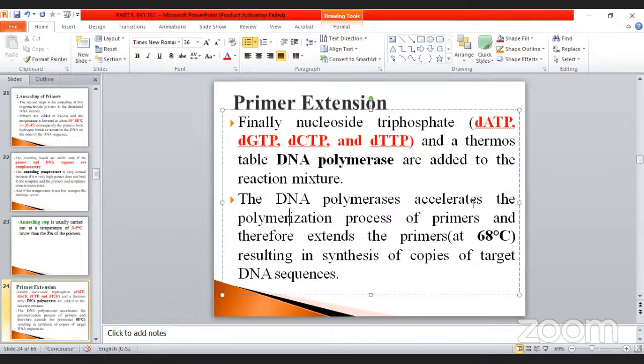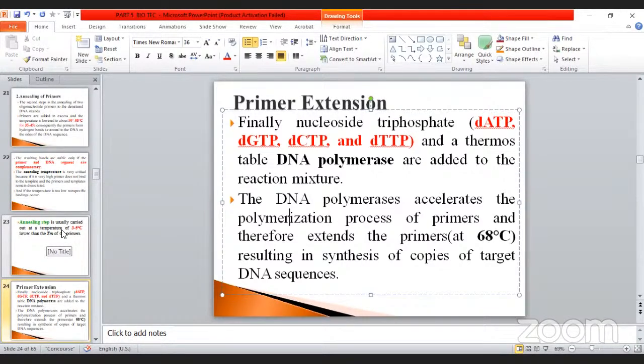Accelerate means the period of reaction proceeds. The polymerization process of the primer extends the primers at 68 degrees Celsius, resulting in the synthesis of a copy of the target DNA sequence. So this is the normal 68 degrees Celsius. First one is 96, then the temperature will be reduced. Then you have the annealing process, 3 to 5, then the extension process. First is denaturation, annealing, and extension.